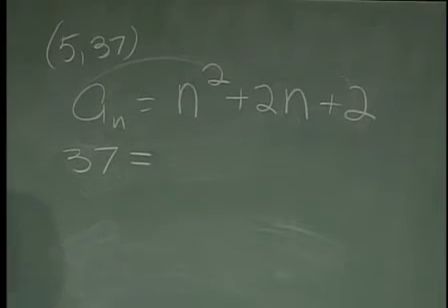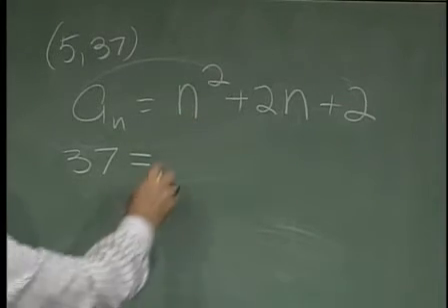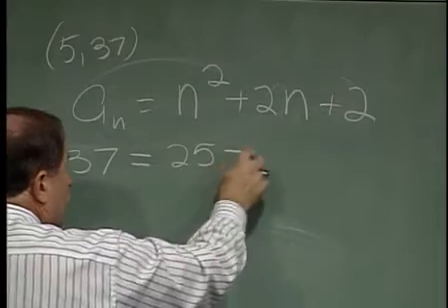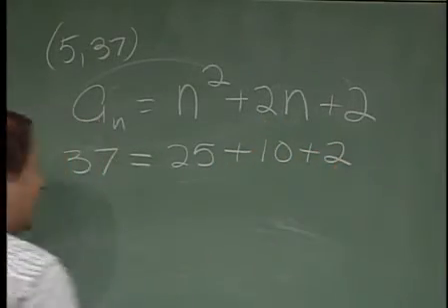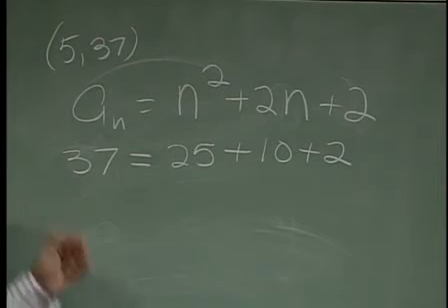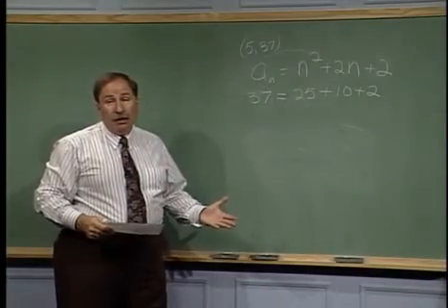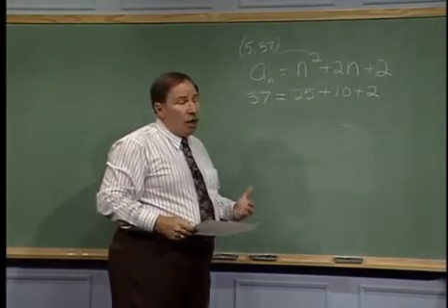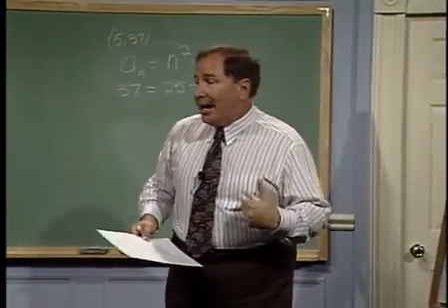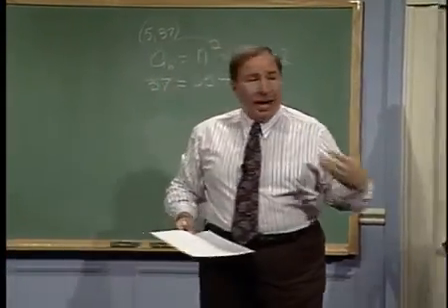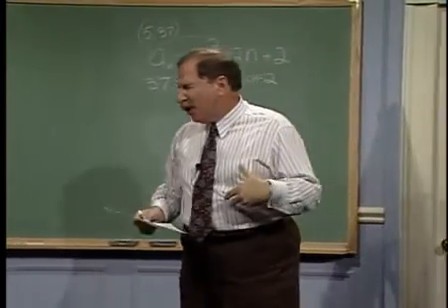N squared, n is 5. 5 squared is 25. 2 times 5 is 10 plus 2, and indeed we have 37 equals 37. We've checked in 2 points, and that's pretty neat. So before we might only check one, here we check in things we haven't even used in the equation. That's kind of a nice thing about recursive equations. You can create more points if you want to check if you're unsure.